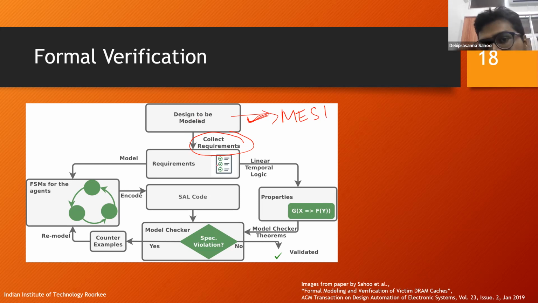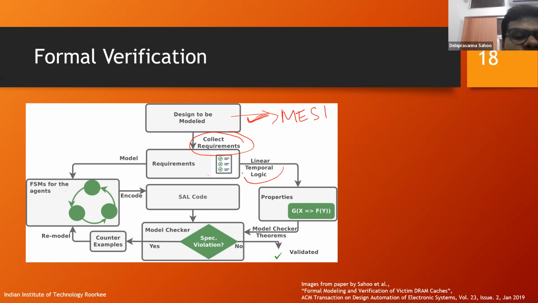What are the requirements? These requirements are just standard statements, such as two different caches cannot be in M state or E state, or there cannot be a combination of M state and S states. So those are the requirements of your protocol. We will list down all those requirements. After that, we went for modeling and came up with those state machines that we discussed.